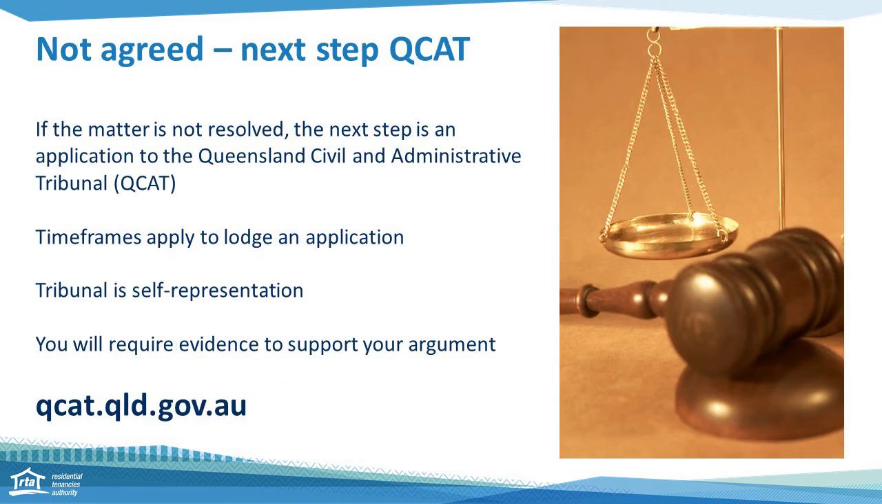Once a notice is issued, you can apply to the Queensland Civil and Administrative Tribunal for an adjudicator to make a determination on the matter. Remember, timeframes apply when lodging an application, and that's whether it's a tenancy matter or a bond matter. Going to the tribunal can add more time in your process. You will need to check in with QCAT to see how long it will take for your hearing.